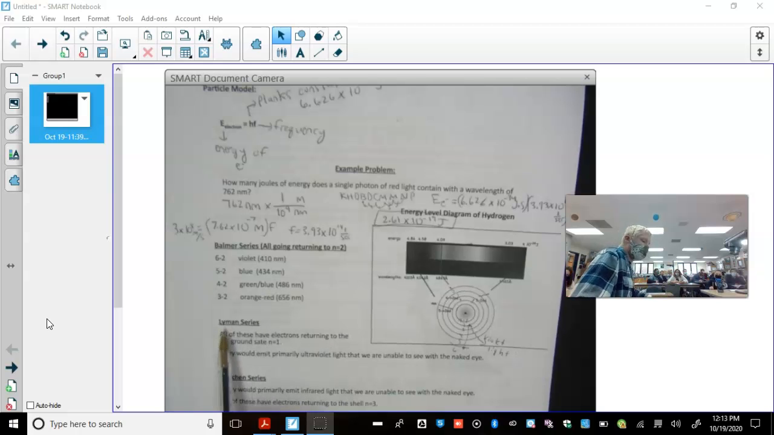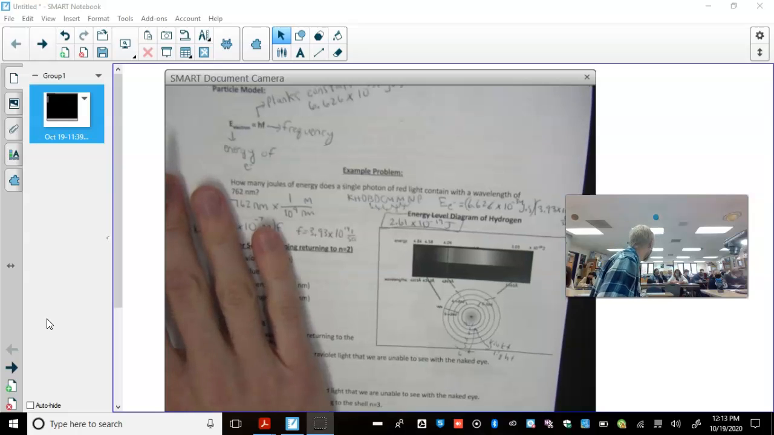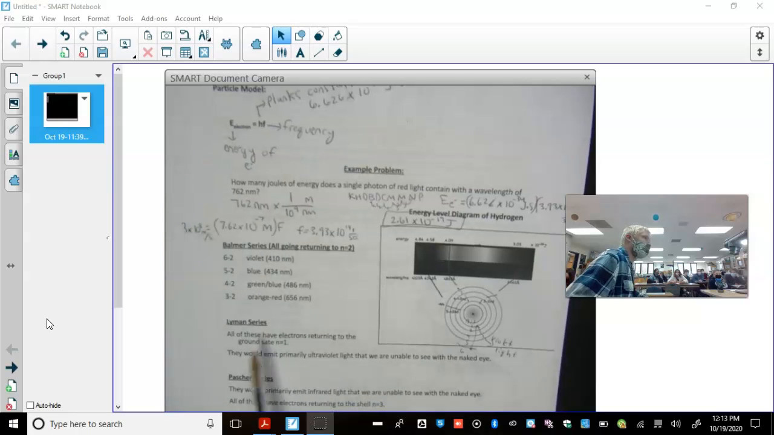Because if you go to the Lyman series, all of these have electrons returning to the ground state at n equals 1. So there'd be a higher energy difference. What do you think it would be? Infrared or ultraviolet? Ultraviolet, because it's higher energy. And then you have the Paschen series, which ends at energy level 3, which would be less of an energy difference. So those would all appear in the infrared.